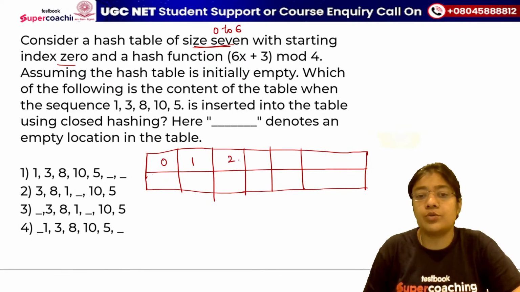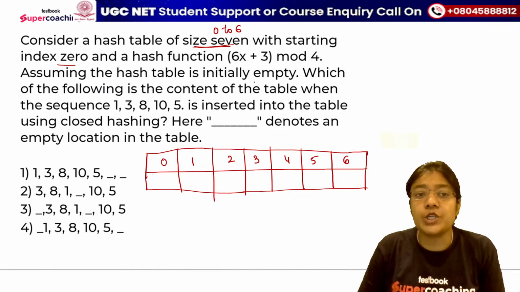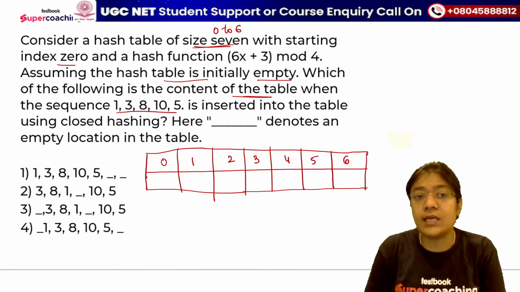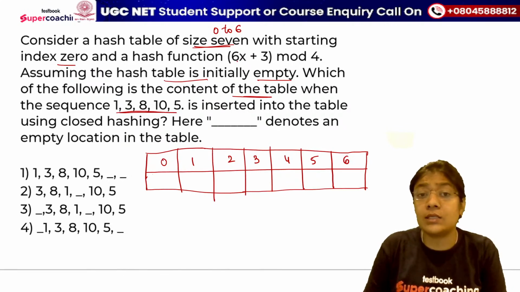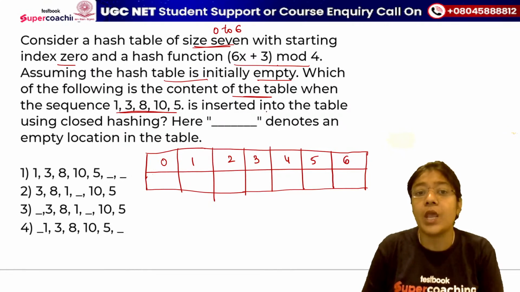0, 1, 2, 3, 4, 5 and 6. 0 to 6 means the size of the hash table is 7. The hash function is given to you. Assuming that the hash table is initially empty, which of the following is the content of the table when the sequence of 5 keys is given? Using this hash function, you have to insert these keys in the hash table.